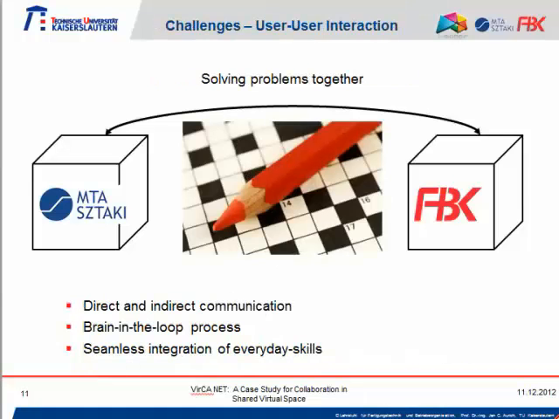The third challenge is the user-user interaction, because we think it is very crucial to bring people together, to make some direct communication available via speech transmission, for example, but also to allow some indirect communication. For instance, if I move one object from one side of the room to the other, I can support my communication with others with this very simple step of changing the model.